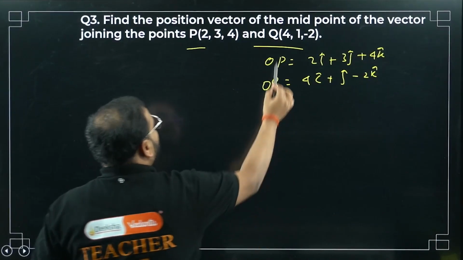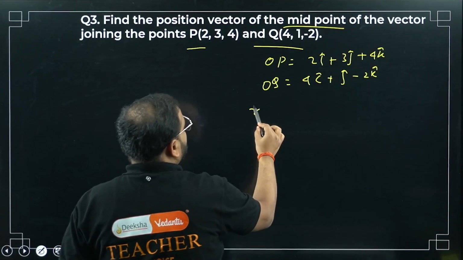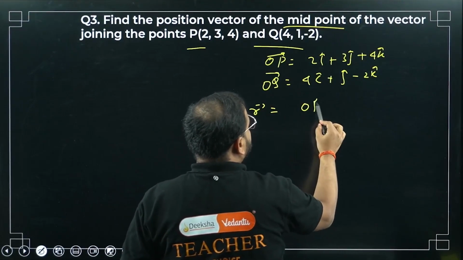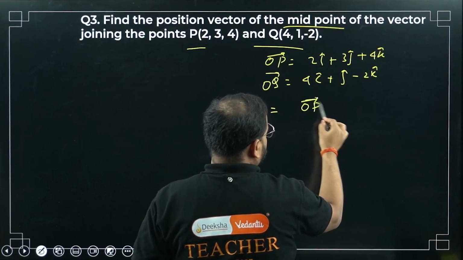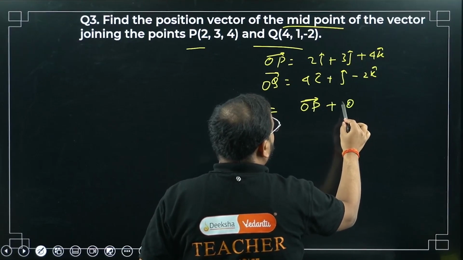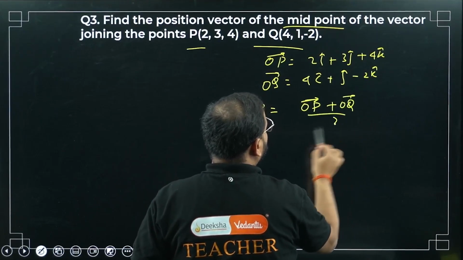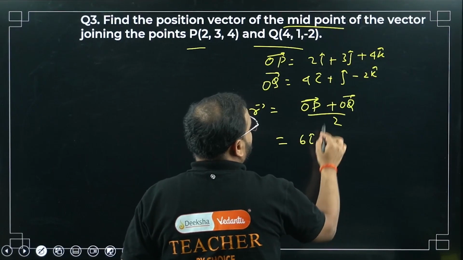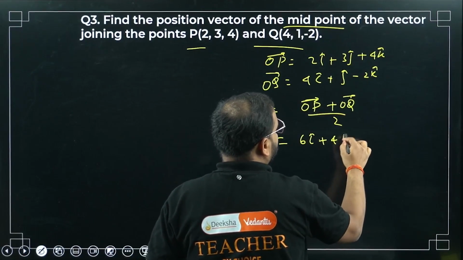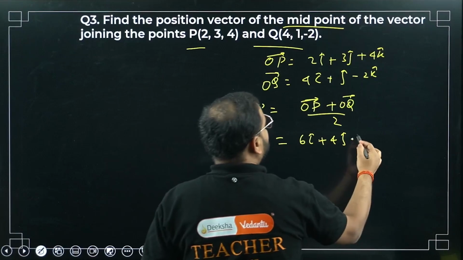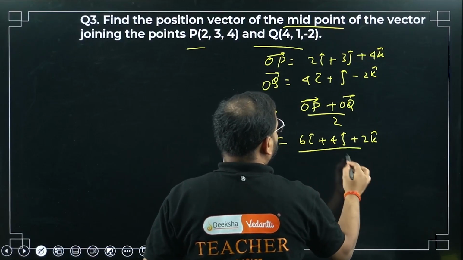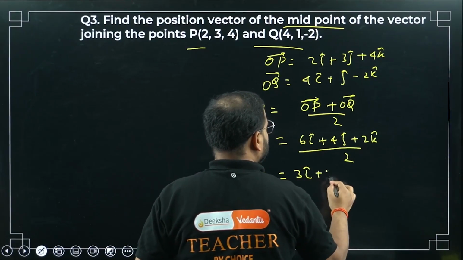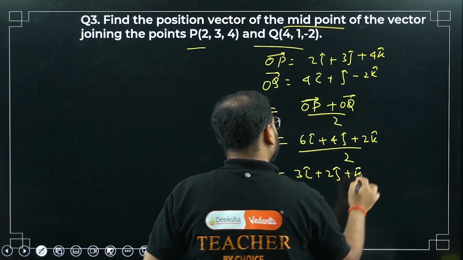We're looking for what? Midpoint, right? Midpoint will be what? Let's say simply adding them. So vector OP plus vector OQ upon 2. Please have a look. 2 plus 4 is 6i cap. 3 plus 1, 4j cap. And 4 minus 2, 2k cap. Divide everything by 2. How much is it, bacha? My vector R will be given by 3i cap plus 2j cap plus k cap.